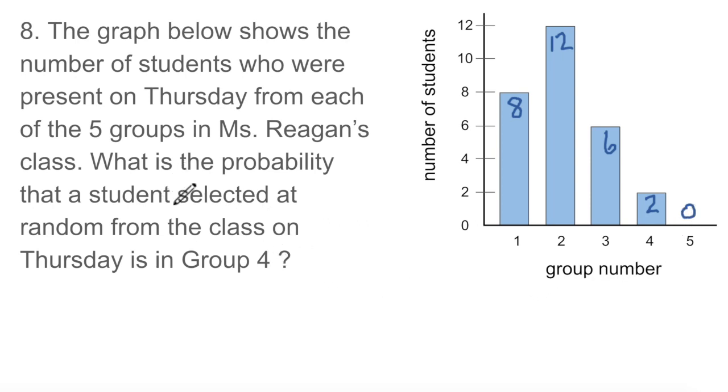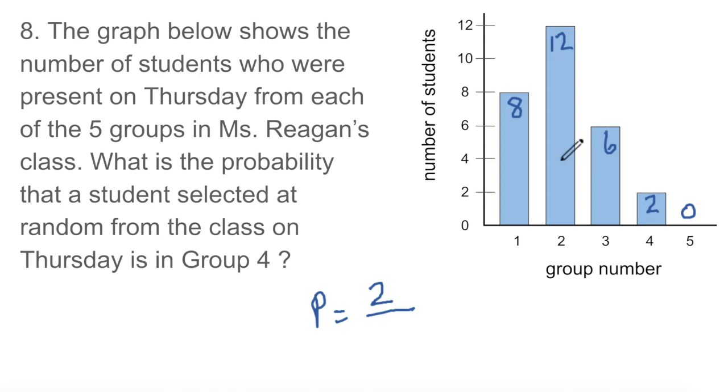So probability that a student is from group 4. So how many winning outcomes are there? Well, there are only 2 people in group 4. So that probability is equal to winning outcomes divided by total outcomes. There are 2 winning outcomes. Total outcomes is basically the sum of all of these.